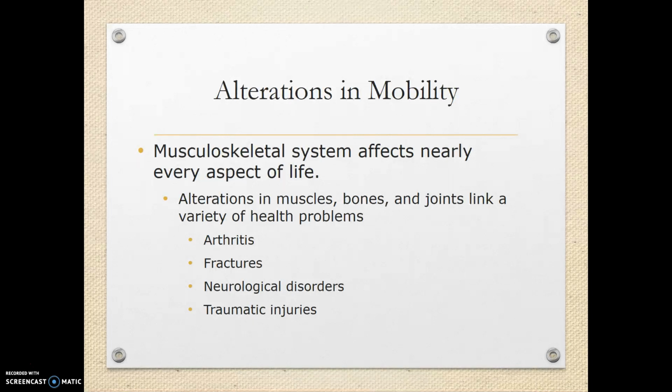The musculoskeletal system affects nearly every aspect of life. Alterations in muscles, bones, and joints are linked with a variety of health problems: arthritis, fractures, neurologic disorders such as Parkinson's disease, traumatic injuries.